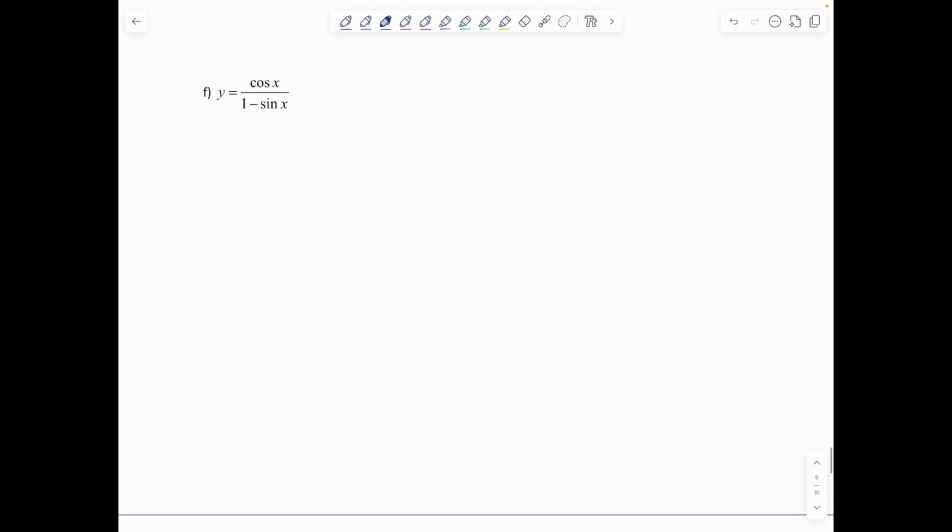y equals cosine x over 1 minus sine x. Okay, so y prime of x, or dy dx, whatever you want to write. Quotient rule time, here we go. So we've got low d high, derivative of cosine x is negative sine x. Anything that starts with any trig function, its derivative is negative. Cosine, cosecant, cotangent, all those derivatives are negative. Minus high d low, derivative of the denominator: the derivative of 1 is 0, derivative of negative sine x, the negative stays, cosine x, over low.